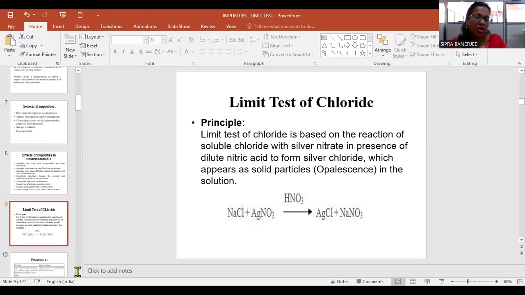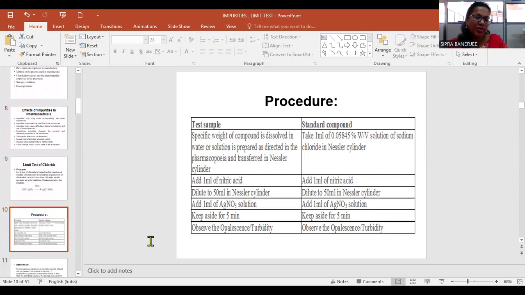That is the principle. Now the procedure will be discussed and also performed in our lab. So there is a substance sample and there is a standard. In case of the standard, you should take 0.0585% w/v solution of sodium chloride in the cylinder. Then 1 ml of nitric acid is added. Then it is diluted with water in the Nessler cylinder. Then 1 ml of silver nitrate is added and it is kept aside for 5 minutes. And we have to check the appearance of the opalescence.